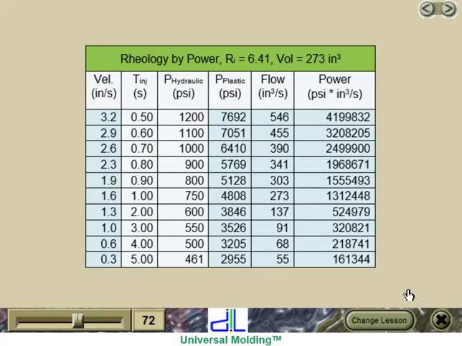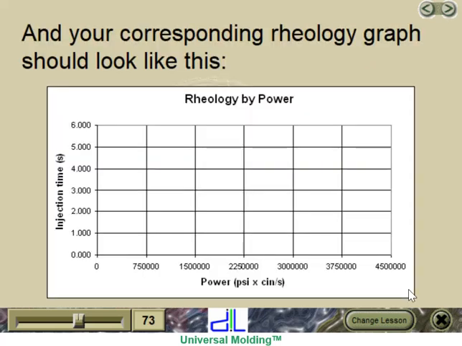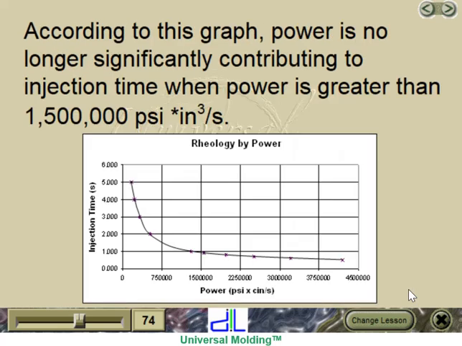For machine parameters, we have columns for velocity, injection time, hydraulic transfer pressure, plastic transfer pressure, flow, and power. And your corresponding rheology graph should look like this. According to this graph, power is no longer significantly contributing to injection time when power is greater than 1,500,000 psi times cubic inches per second.